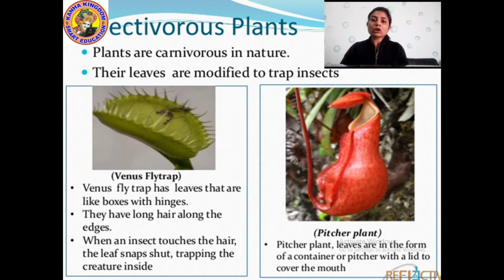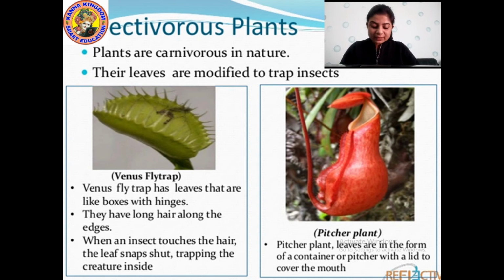Look into your books. I will read it out. Some plants are carnivorous in nature. Their leaves are modified to trap insects and hence they are known as insectivorous plants. Venus flytrap and pitcher plant are examples of such plants. These Venus flytrap and pitcher plant are examples of insectivorous plants.